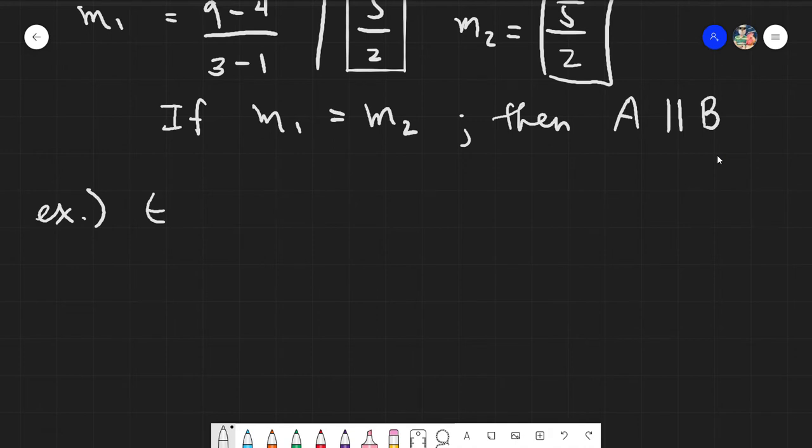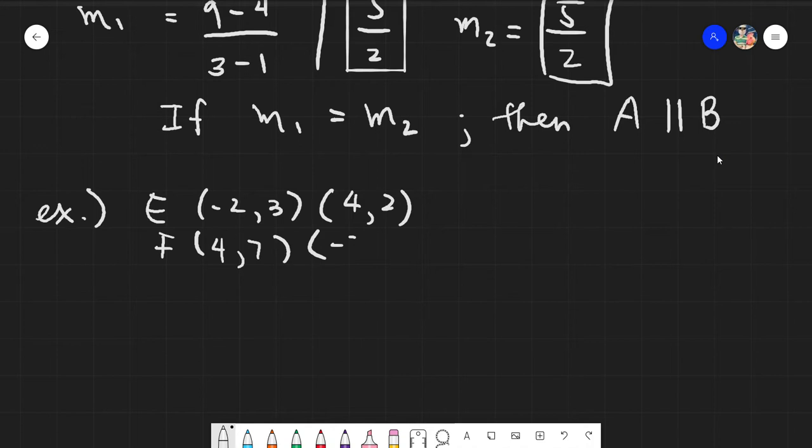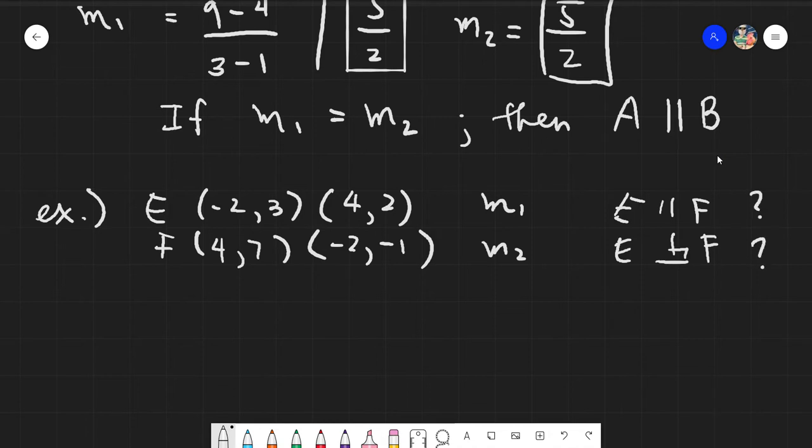Say we have our line E with points (-2, 3) and (4, 2), and we have our line F with points (4, 7) and (-2, -1). So, finding the slope, m sub 1 and m sub 2, you ask yourself: is E parallel to F, or is E perpendicular to F? Which one is it? So, having this, let's try to find the slope now.